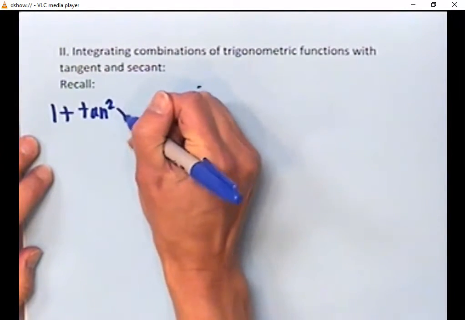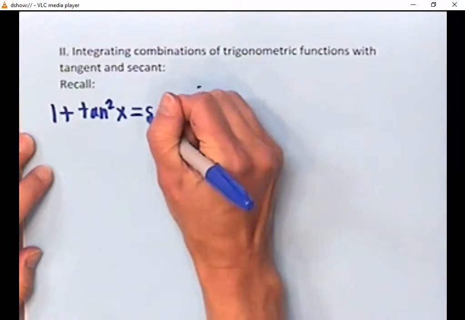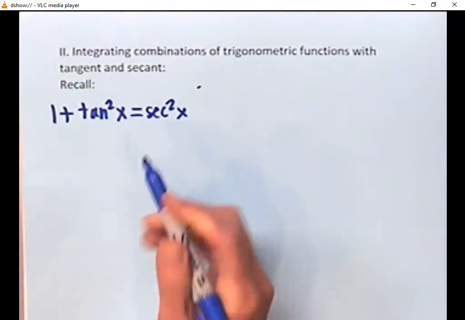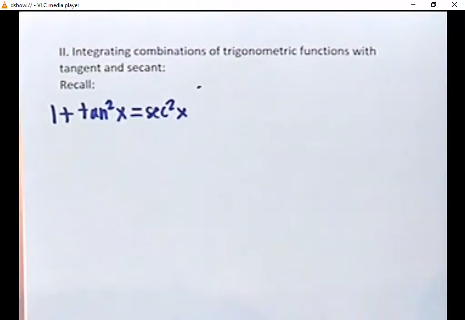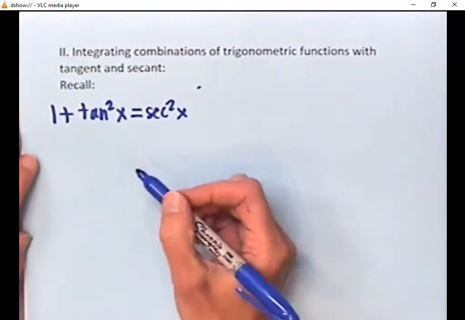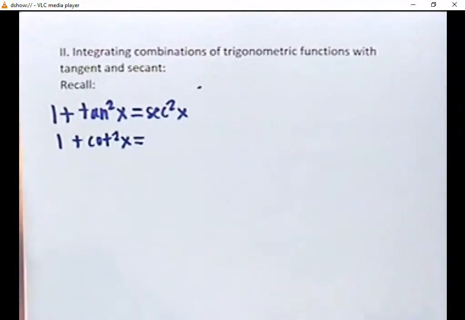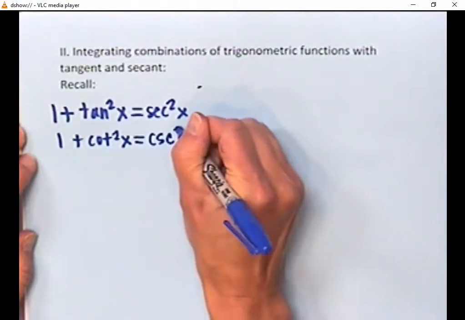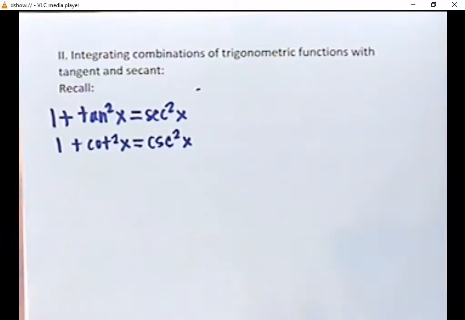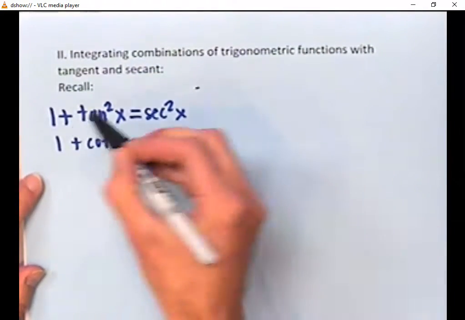Do you know what 1 plus tangent squared equals? Secant squared, right? So this identity could be used to replace tangent squared with secant squared or secant squared with tangent squared. We also have the other Pythagorean identity: 1 plus cotangent squared. Do you remember what that equals? That's cosecant squared. So this relationship could be used to replace cosecant squared with cotangent squared or vice versa. Remember, anytime we wanted to replace sine squared with cosine squared, we used the Pythagorean identity that sine squared plus cosine squared equals 1. So we can use these to replace one with the other as well.